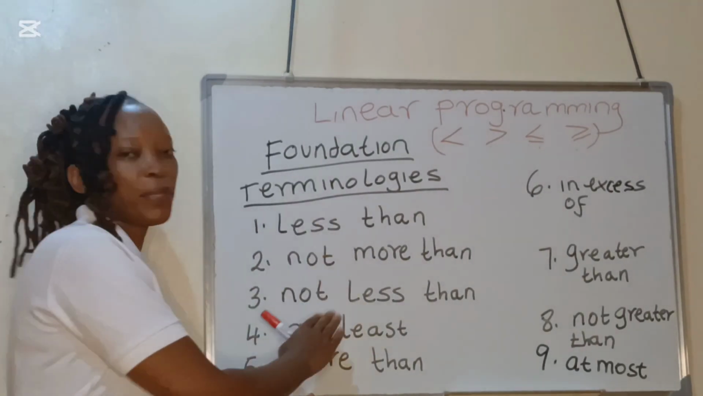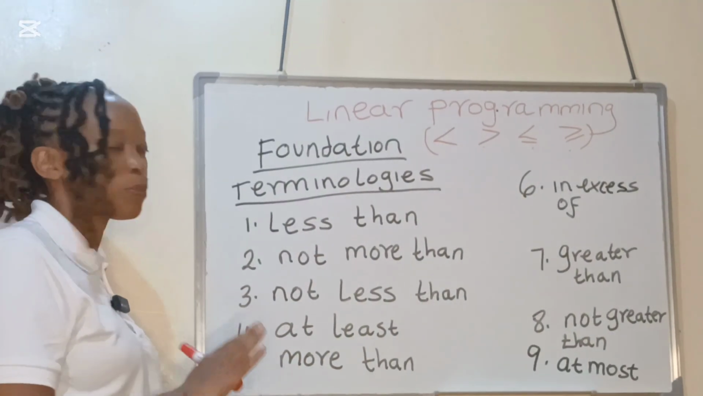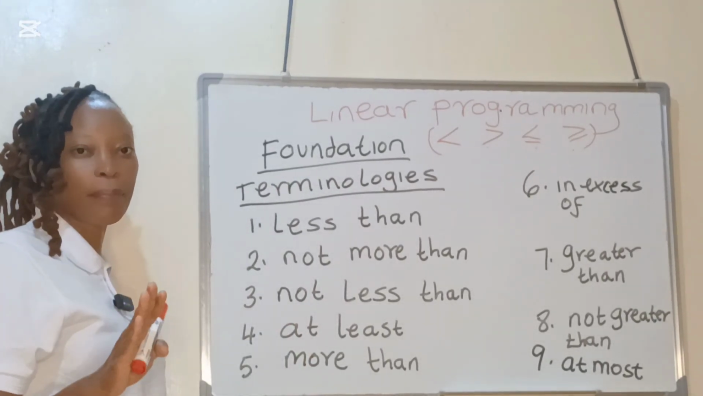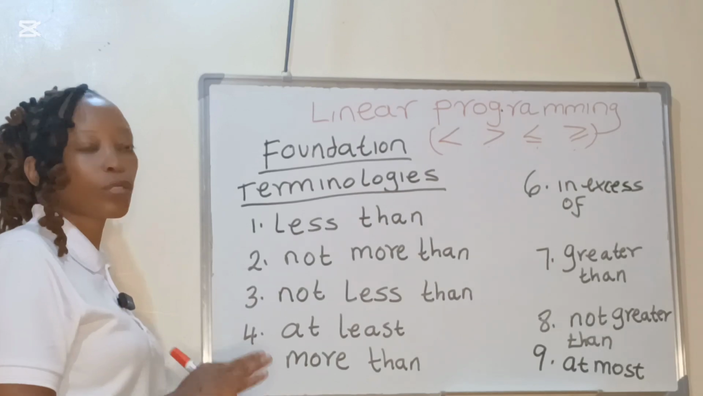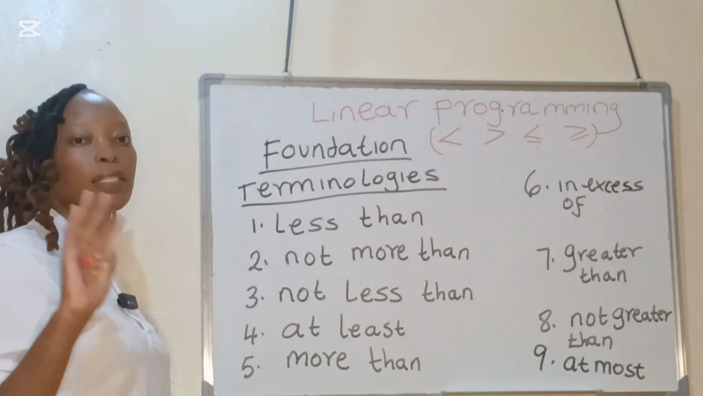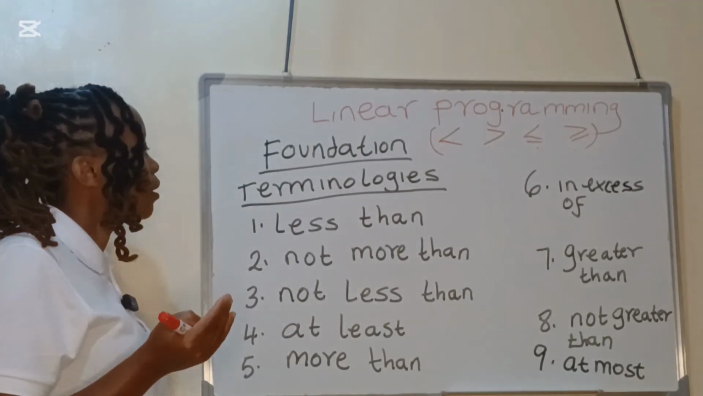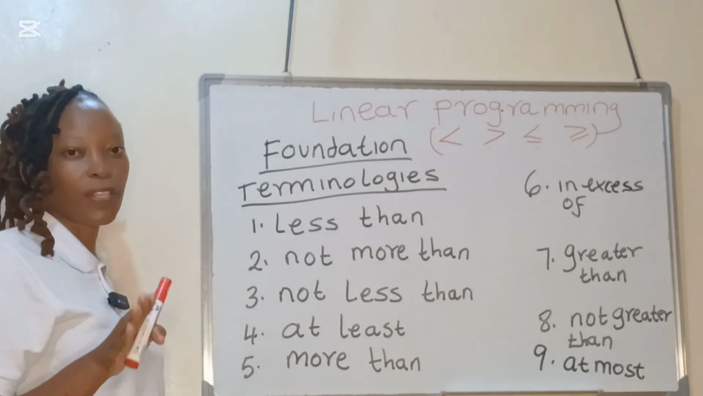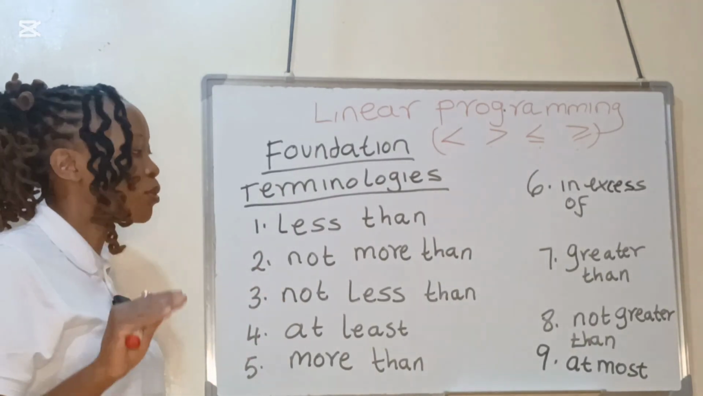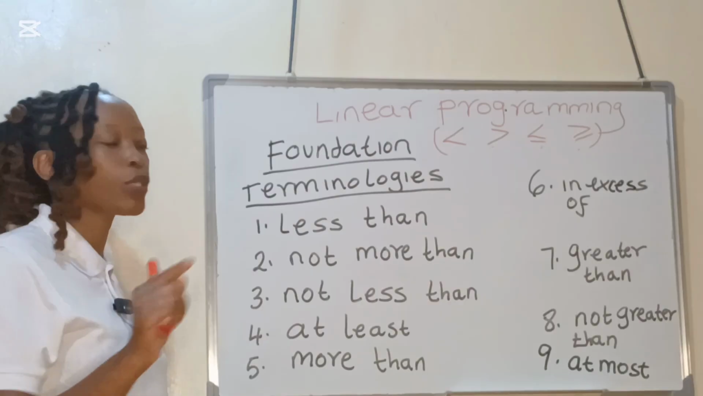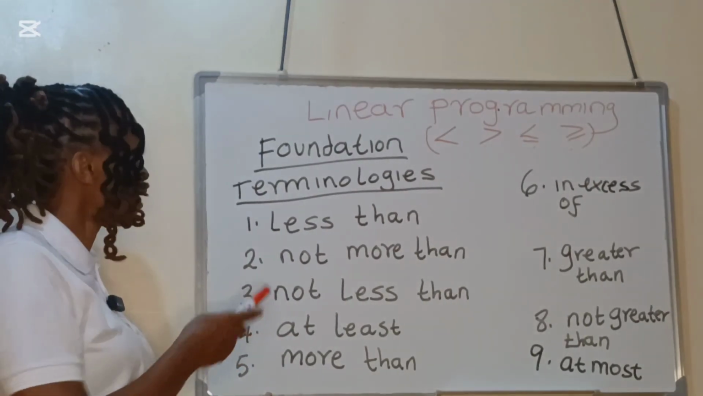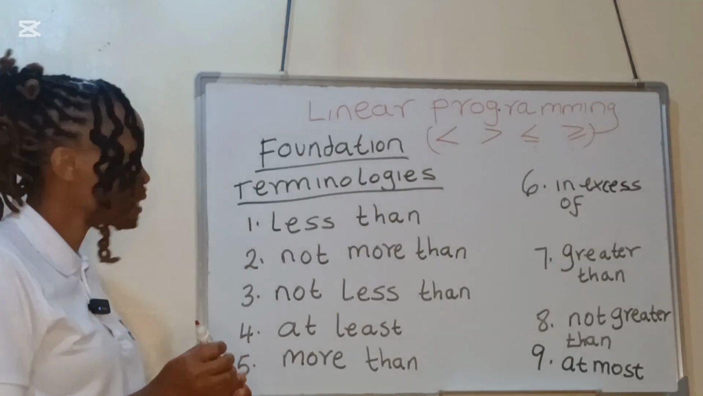Now these are terminologies. I've read different books, and these are terminologies that questions on linear programming use. You will see some of them mean the same, some of them are opposites. Be with me up to the end of the lesson as I explain these 9 terminologies, because the questions will revolve around them. Okay, let's start.